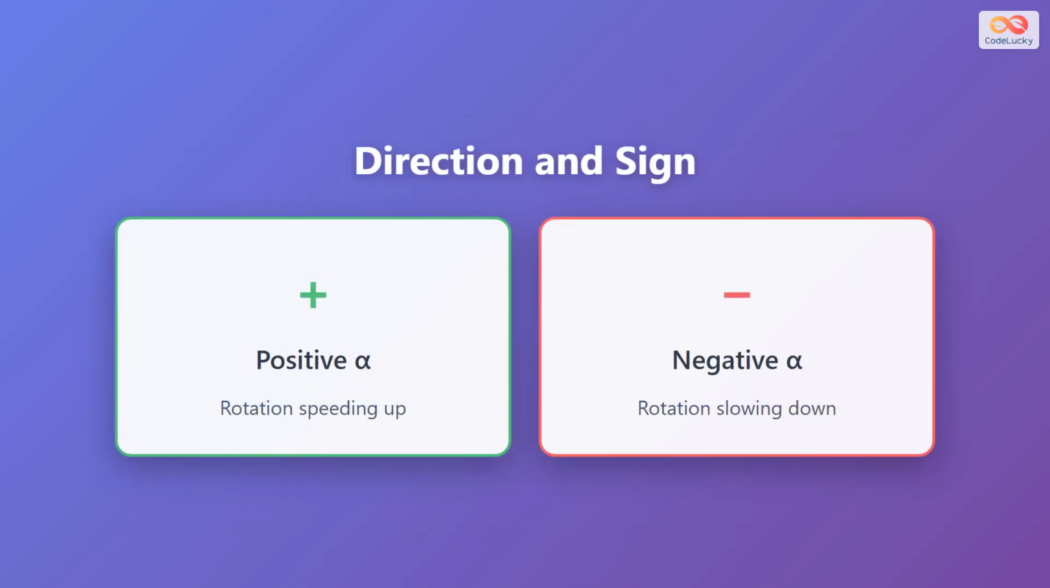Angular acceleration can be positive or negative. A positive alpha indicates that rotation is speeding up, meaning the object is increasing its rotational speed. A negative alpha indicates that rotation is slowing down, which we call angular deceleration.